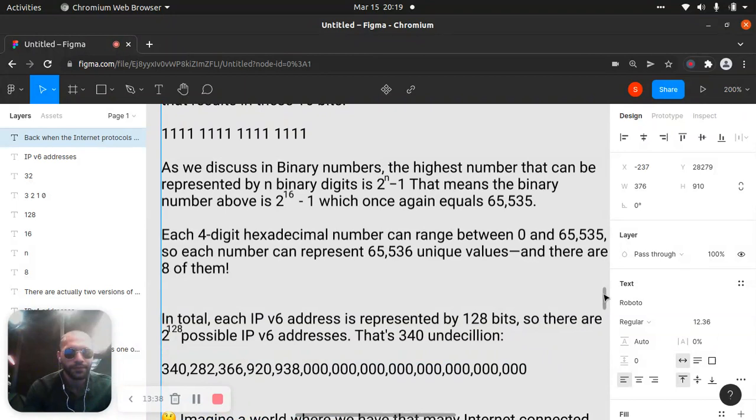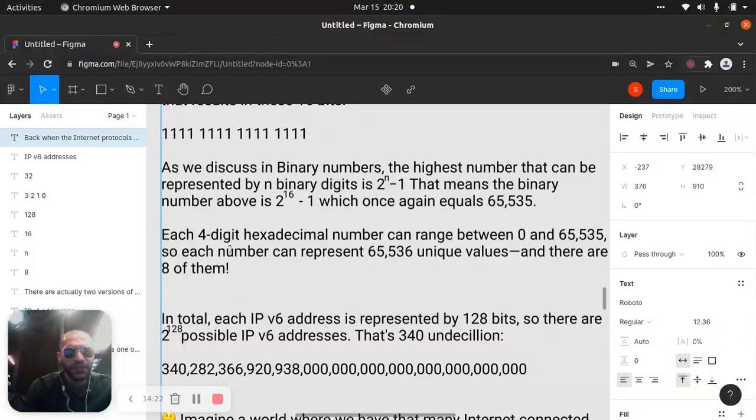As we discussed in binary numbers, the highest number that can be represented by n binary digits is 2 to the power of n minus 1. That means the binary number above is 2 to the power of 16 minus 1, which once again equals 65,535. We are using 16 here, not 8, because we are talking about IPv6, not IPv4. If you say IPv4, it will be 2 to the power of 8.